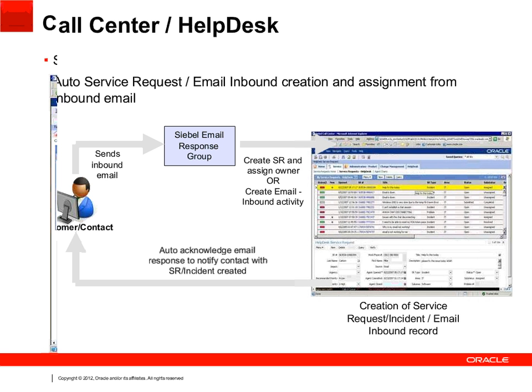Now, this is a high-level diagram on how the customer or the external contact sends an inbound email and the Siebel email response group intercepts that email, and a service request or an inbound email activity is created in Siebel. After the creation of the service request or the inbound record, an auto-acknowledge email is sent back as a response to the customer or the contact to notify him about the service request number or the incident that has been created.